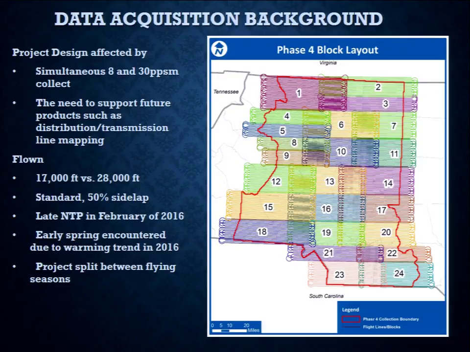For phase 4, because we were using a new technology, it took a while to get money put together. So we had to get a lot of people to buy in. So we flew late. We stopped them flying mid-April because all the leaves were blooming. So they finished the collection this flying season. So half of phase 4 was done last flying season and half of phase 4 was done this flying season.